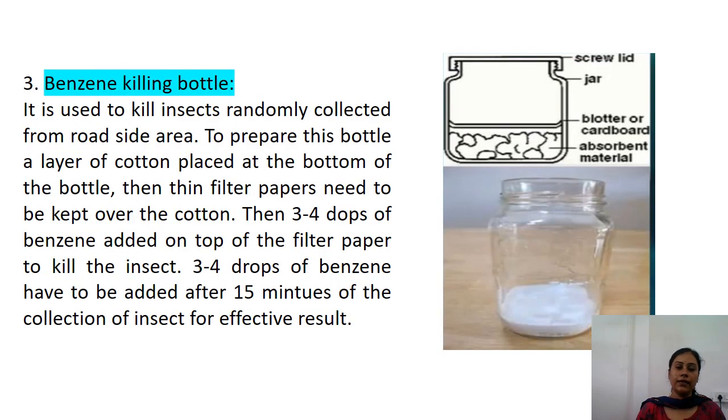The third type of killing bottle is the benzene killing bottle. It is used to kill insects randomly collected from roadside areas. To prepare this bottle, a layer of cotton is placed at the bottom of the bottle, then thin filter papers need to be kept over the cotton, then 3 to 4 drops of benzene are added on top of the filter paper to kill the insect. 3 to 4 drops of benzene have to be added again after 15 minutes of the collection of insects for an effective result.